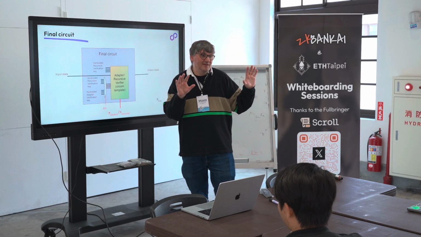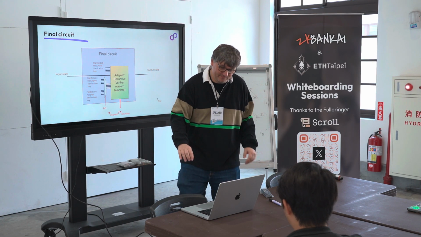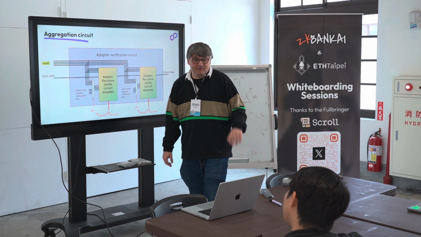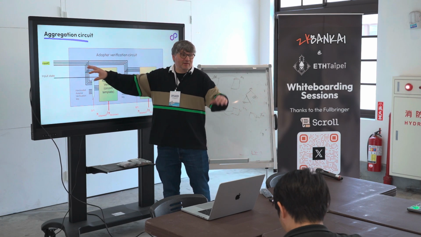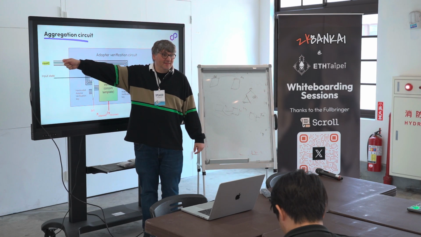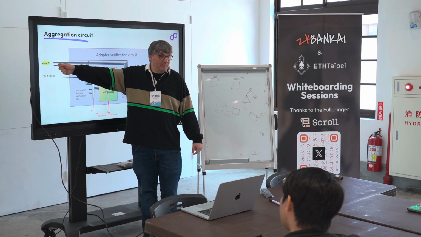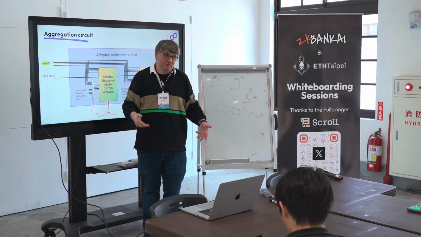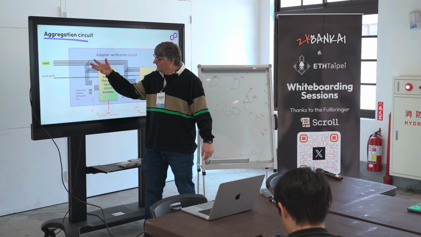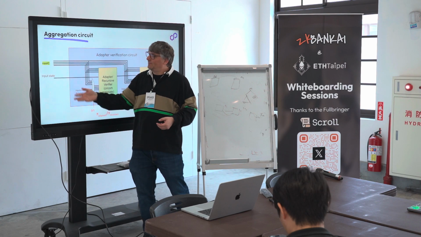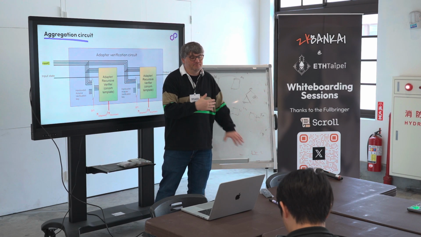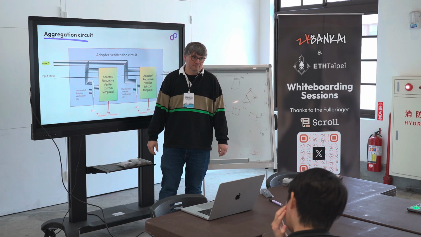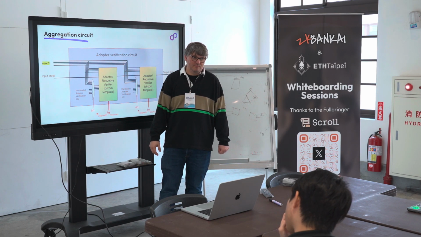We go back. The main trick is here. The verification key of the same circuit needs to be passed as a public input, because I don't know it now. I will know it later on. And then I have a circuit that takes this public input and verifies, depending on whether it's the first circuit or the aggregated circuit.